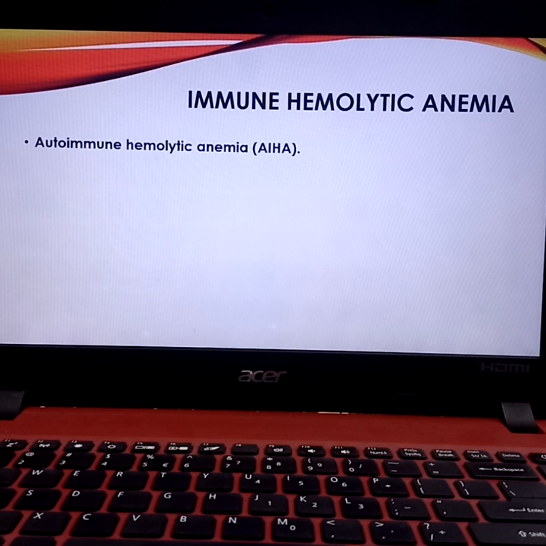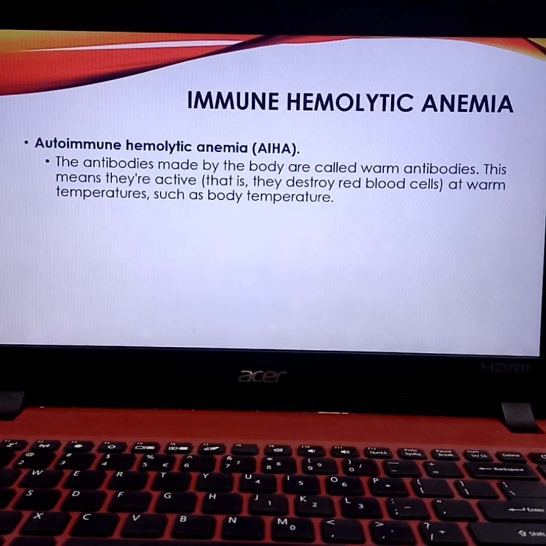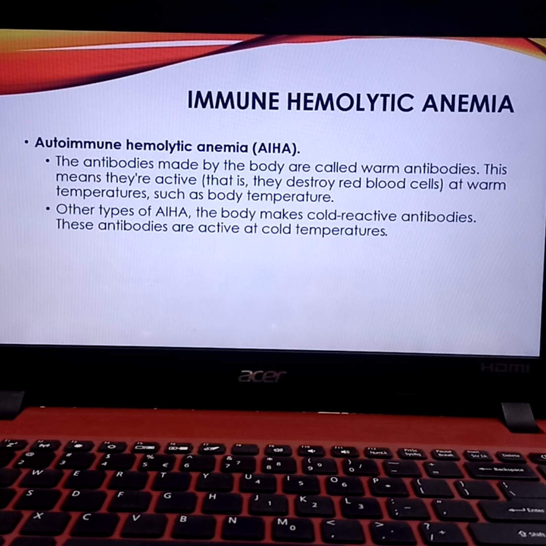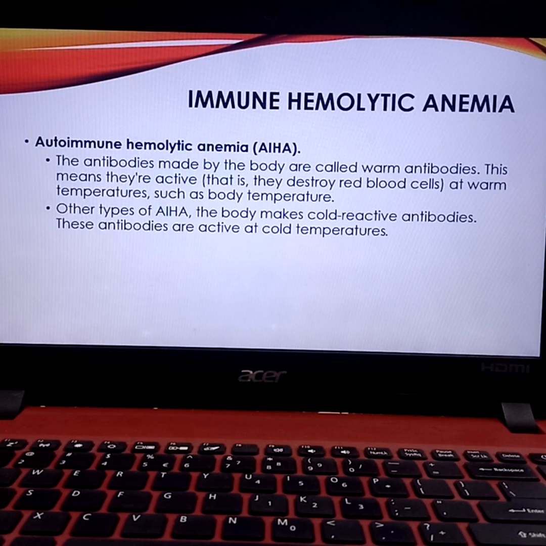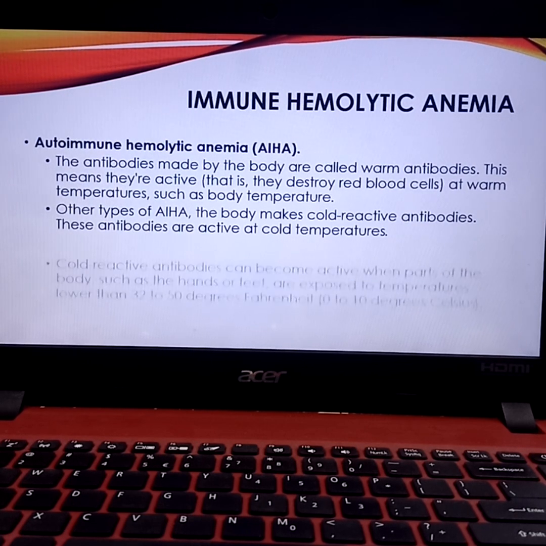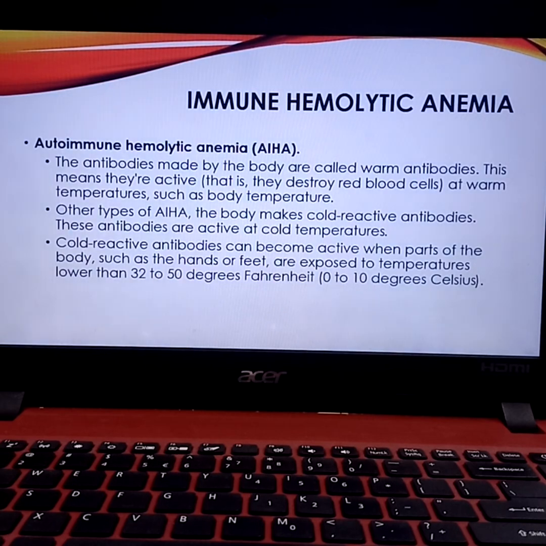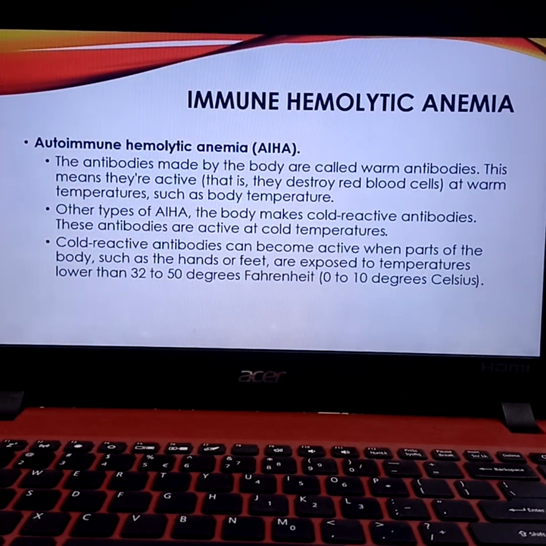For autoimmune hemolytic anemia, the antibodies made by the body are called warm antibodies. This means they are active, that is, they destroy red blood cells at warm temperatures, such as body temperature. In other types of AIHA, the body makes cold reactive antibodies, and these antibodies are active in the cold and become active when parts of the body, such as the hands or feet, are exposed to temperatures lower than 32 to 50 degrees Fahrenheit, or 0 to 10 degrees Celsius.